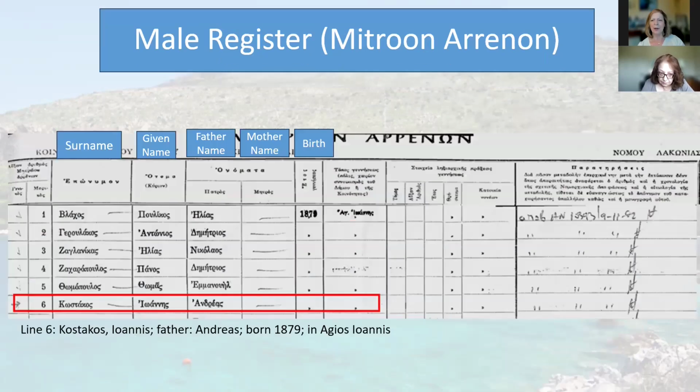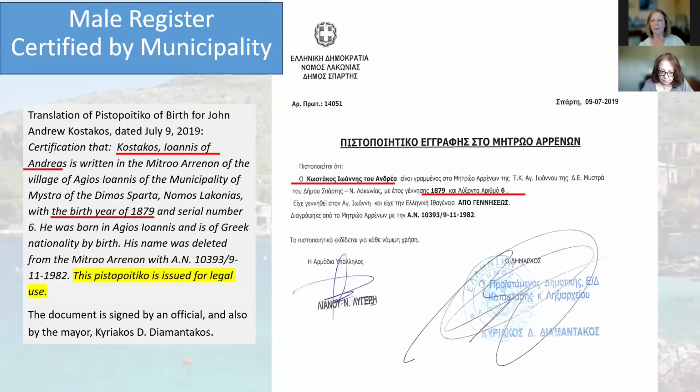This is an example, the male register for my grandfather. On line 6, we see his name, Kostakos Ioannis. His father's Andreas, his birth year 1879 in Ioannis. There's a column for the mother's name, but this generally wasn't filled out until sometime in the 1900s, and that varies by village. Some areas may have a format that differs from this. However, all male registers contain the same information.